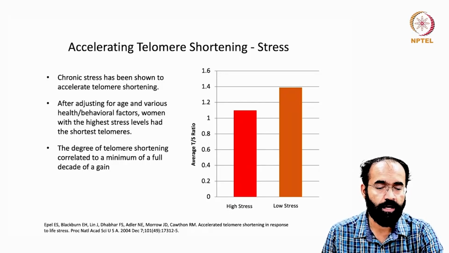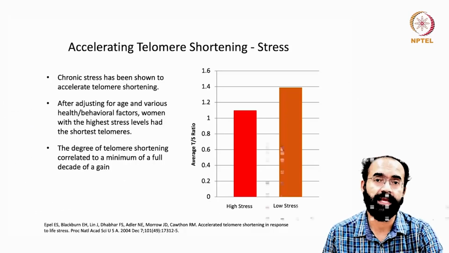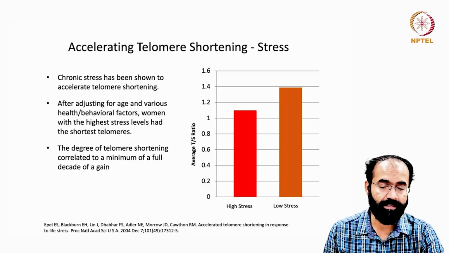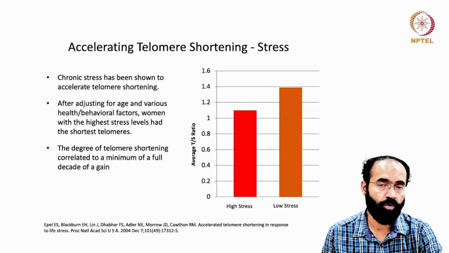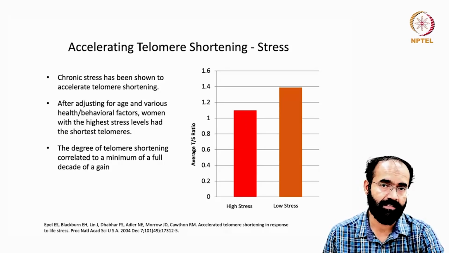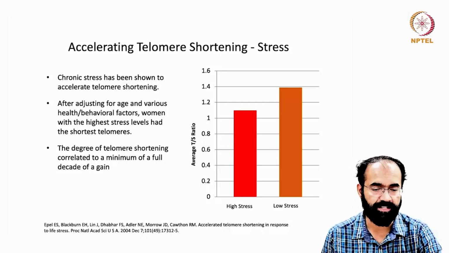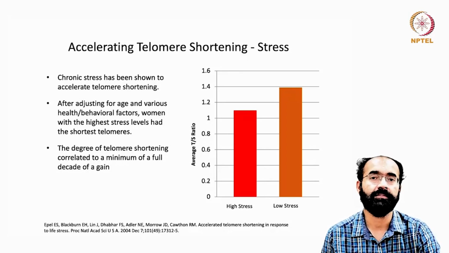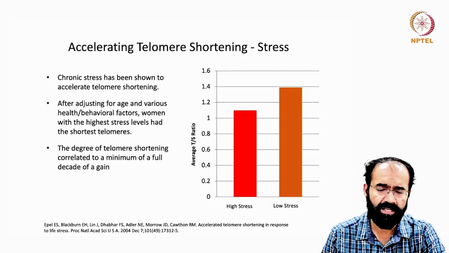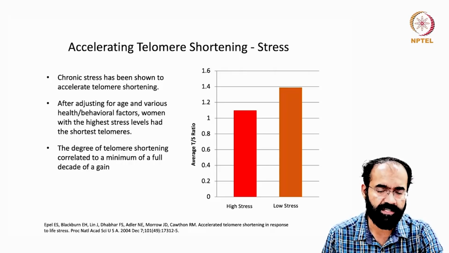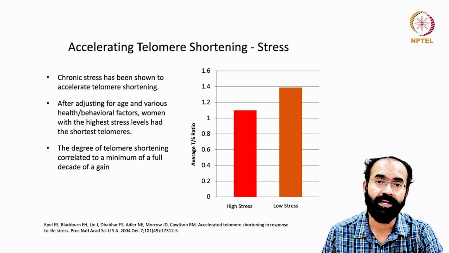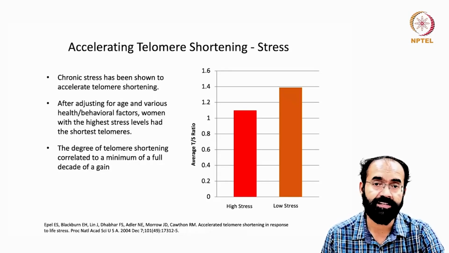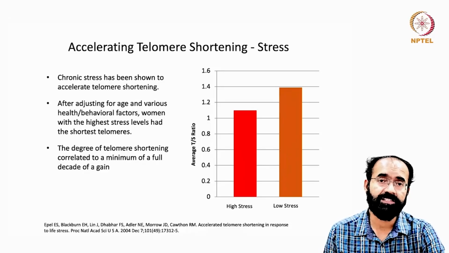So, degree of telomere shortening correlated to a minimum of a full decade of aging. So, the gain can be whatever you are getting or whatever you are losing can take around 10 years to gain back. So, it is a slow process. So, they have a strong connection, that stress has a strong connection to aging. People who are undergoing lots of stress, they look older than the others. Credit goes to accelerated cell death and accelerated shortening of the telomeres. So, you can see an average TS ratio. TS ratio we already discussed. With the high stress people, they have a shortened TS ratio, whereas low stress people have got an elongated or a longer TS ratio or larger TS ratio. So, high stress brings down the telomere length.